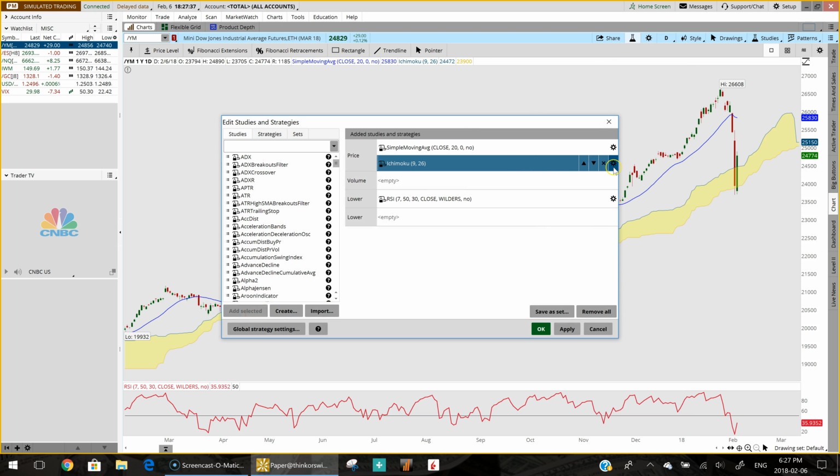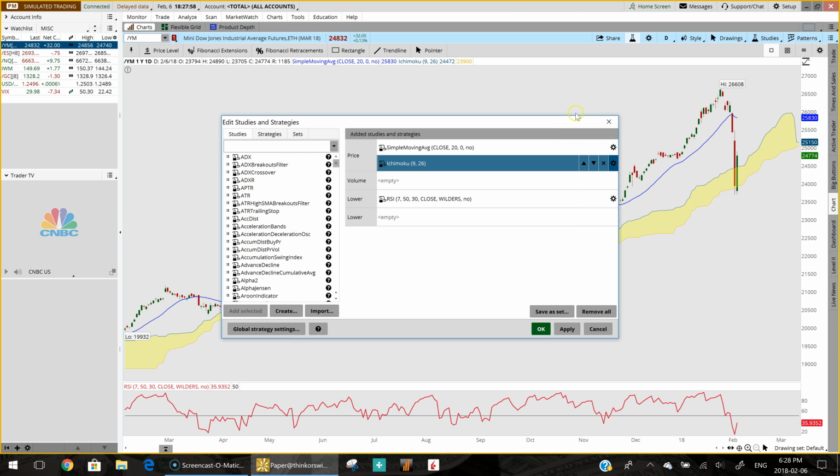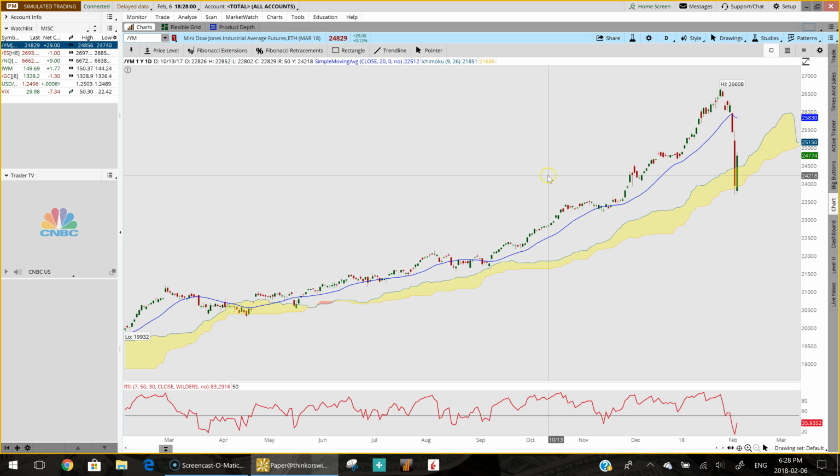So if I go in here into the settings, if you're a Thinkorswim user, there are 5 tabs here. The Span A and Span B are the portion that you do want to use. The other 3 you do not: Tenkan, Kijun, and Chikou. So you'd have to click there and uncheck the show plot button to make them disappear. If you're using any other platform, if you have the option to make them invisible, go for it. If not, make them the same color as the background of your chart, and those lines will disappear.